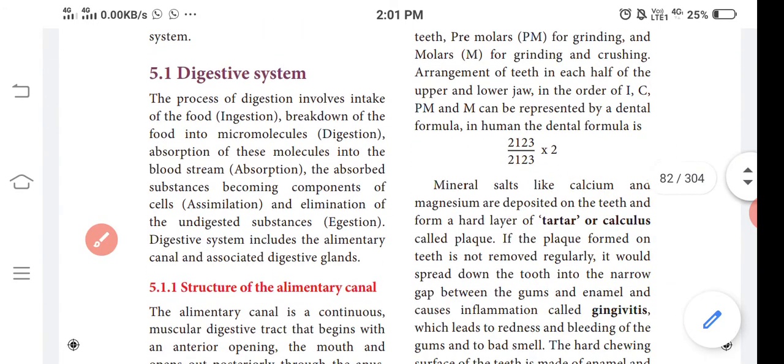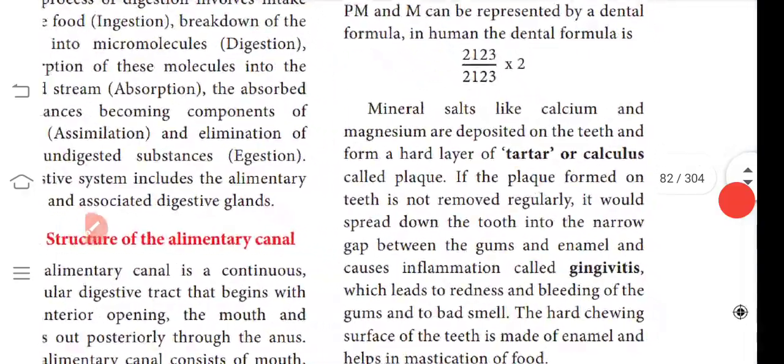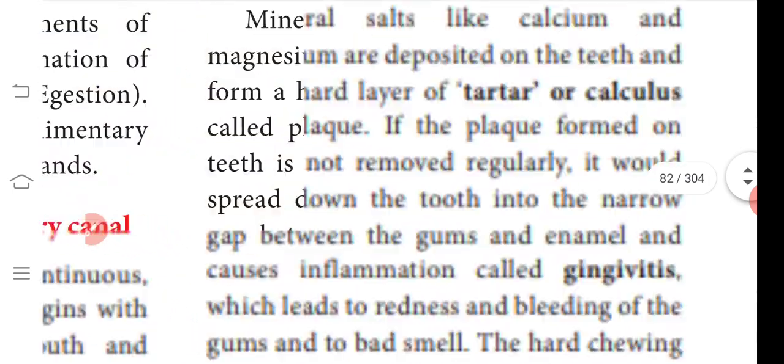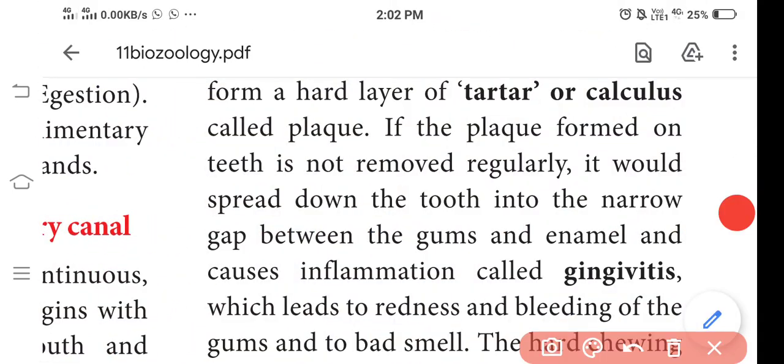Okay, so next we have the teeth, which are made of mineral salts. So what are the mineral salts that make the teeth stronger? It could be calcium or magnesium. As you can see here, if they are increased or decreased in amount, it can cause diseases in the teeth. You can see the deposition of calcium and other minerals on the top layer of the tooth may form a hard layer of tartar and calculus.